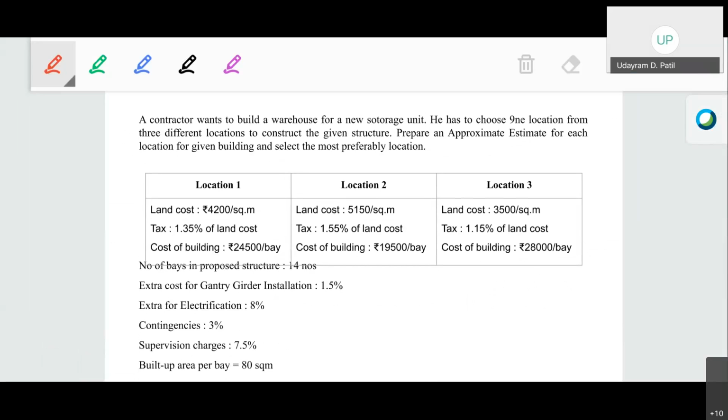Now the contractor wants to build a warehouse for a new storage unit. He has to choose one location from three different locations to construct the given structure. Prepare an approximate estimate for each location for the given building and select the most preferable location.